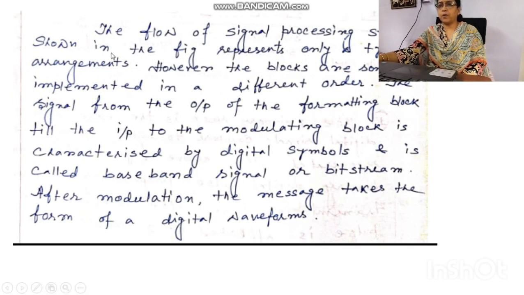So the flow of signal processing steps shown in the figure represents only the typical arrangement. So these blocks are shown as a typical arrangement. It may be implemented in a different order also.